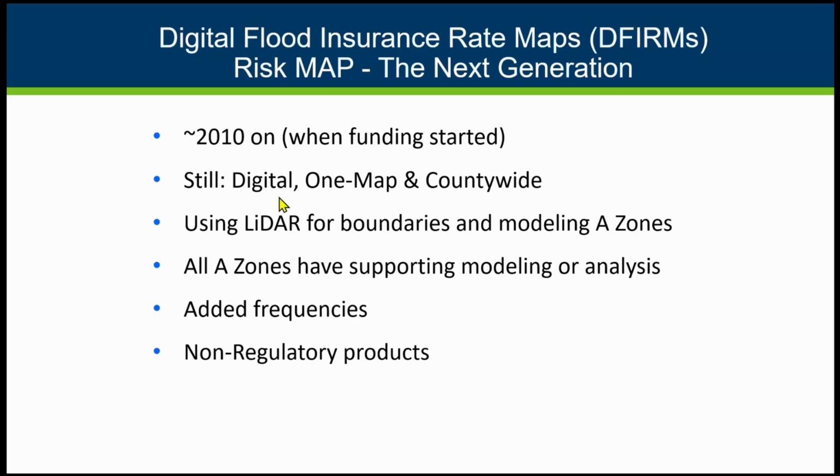So going on, we are into the next generation that we are seeing. It's digital, it's one map, it's countywide. We're using the LiDAR for the boundaries with the newer efforts. And so when they get remapped, they use those boundaries. You've got better boundaries that make sense. They follow the contours we see that are derived from the LiDAR. And in the most recent mapping, the A zones, even if they're not a detailed study area, they've got some supporting modeling or analysis. And we've added a couple flood frequencies, and we have more non-regulatory products. And Mary will get into that a bit more.